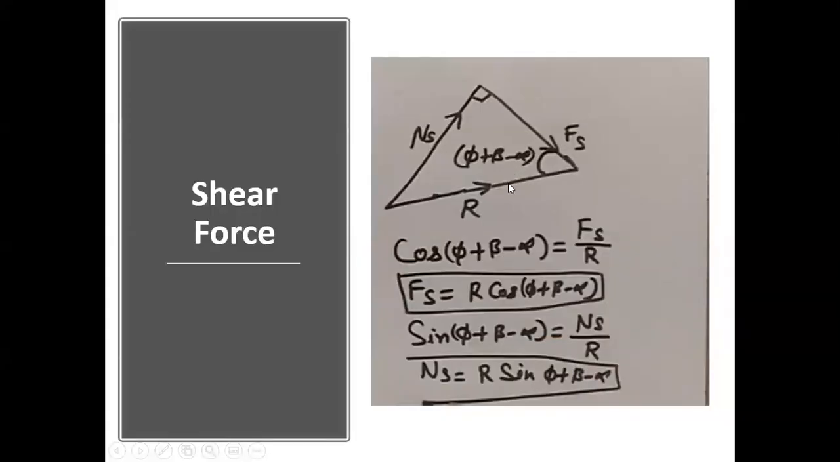ये एफ एस और रिजल्टेंट इसके दरमियान, ठीक है. So again we got 90 degree between shear force and normal to the shear force. क्योंकि ये याद रखना कि जो नॉर्मल आप एंगल ड्रा कर रहे हो, नॉर्मल वेक्टर जो ड्रा कर रहे हो, इसका मेन वेक्टर के साथ हमेशा एंगल 90 डिग्री बनेगा. So we got this angle phi plus beta minus alpha.